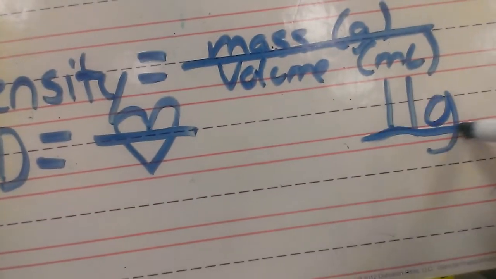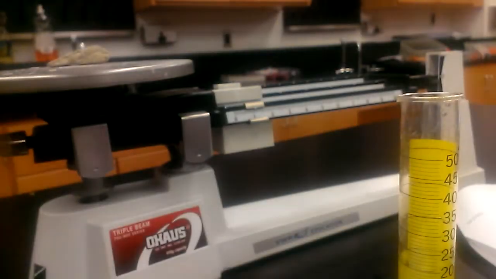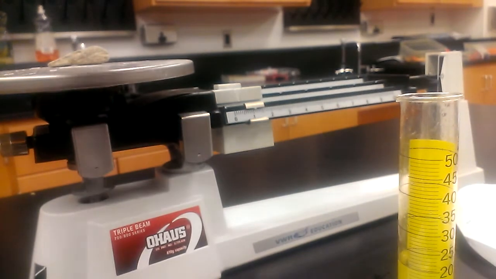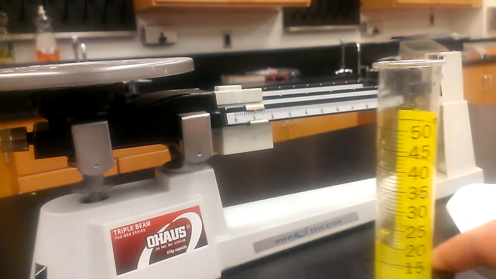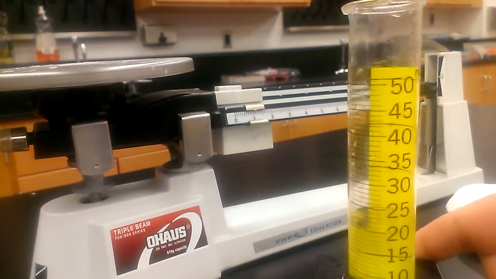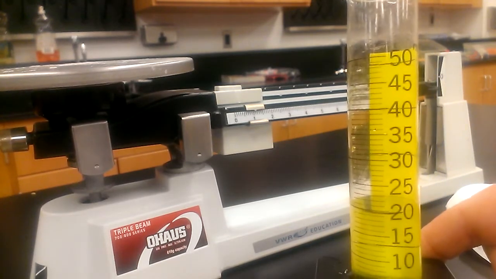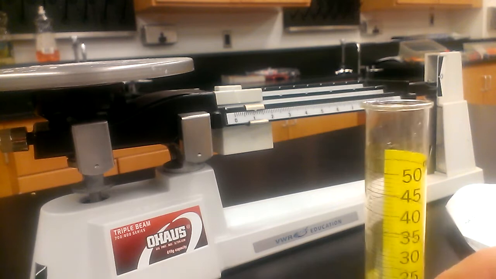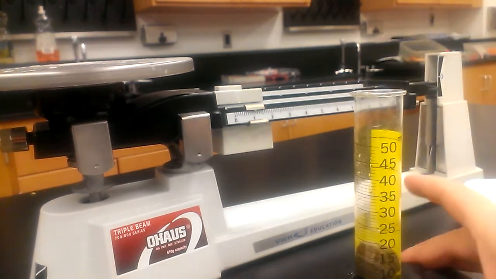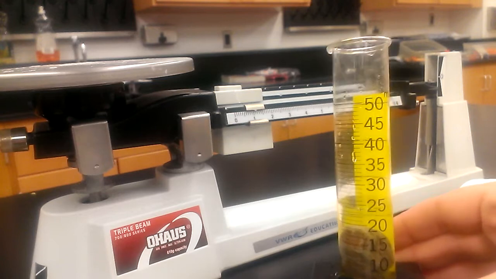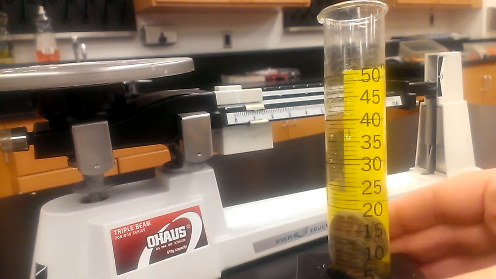And now I need volume. So to find volume of an irregular object like my rock, I have to place it in a graduated cylinder. So I filled my graduated cylinder, and if we look, I have about 20 milliliters of water in there. So now I'm going to take my rock, I place it in my graduated cylinder, and I see how much it went up. So we were at 20 milliliters.